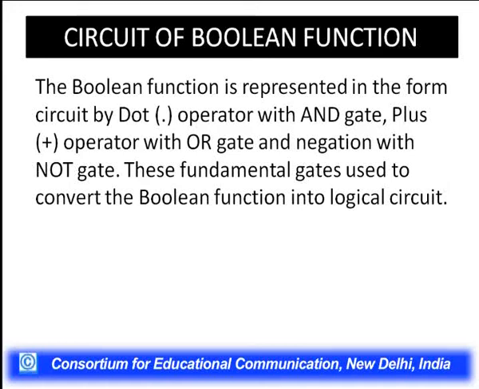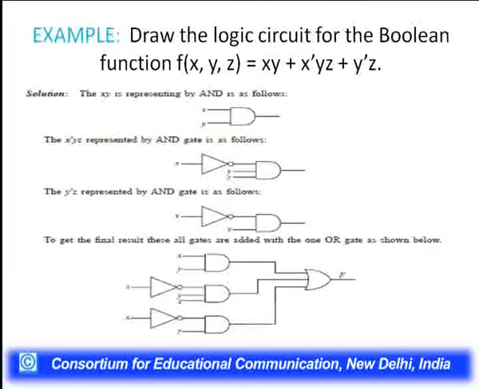Now see here the circuit for a Boolean function. The Boolean function is represented in the form of a circuit by the dot operator with the AND gate, the plus operator with the OR gate, and negation with the NOT gate. These fundamental gates are used to convert the Boolean function into the logic circuit. Let us see one example to draw the logic circuit for a Boolean function.